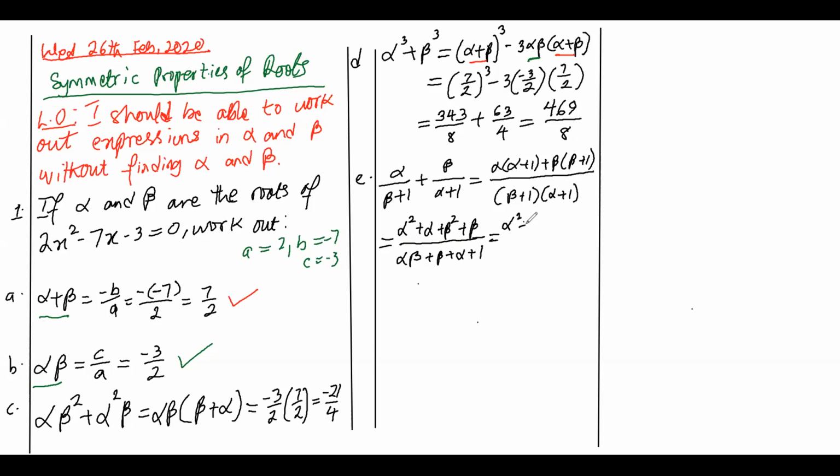Alpha squared, beta squared, then alpha plus beta, and this is alpha beta, alpha plus beta plus 1. So if you look at it, this is okay, this is okay, this is okay, but this is not okay. Am I right? Yes. This is not okay, what do we do?